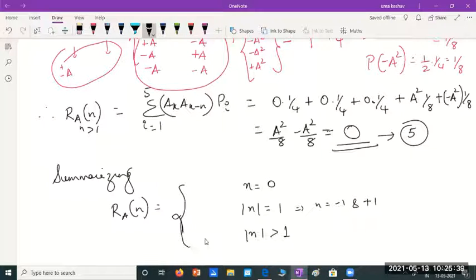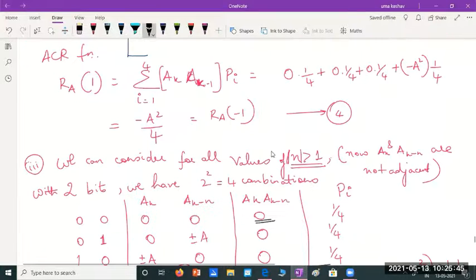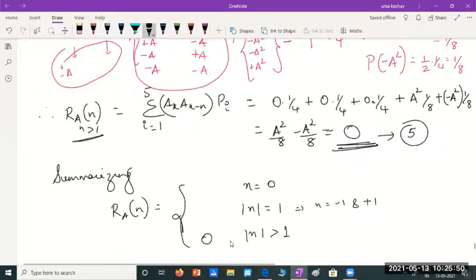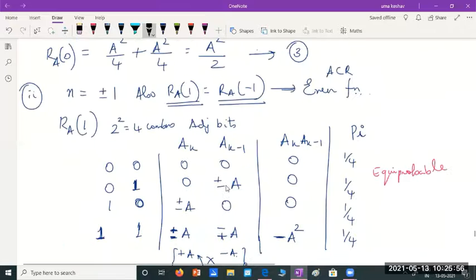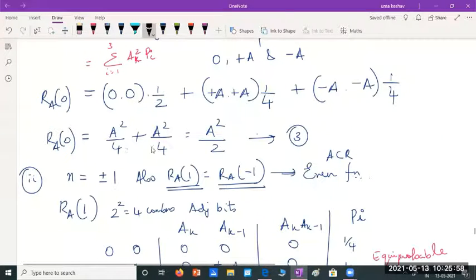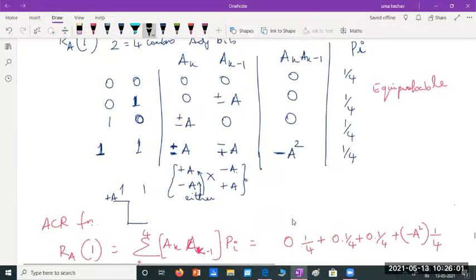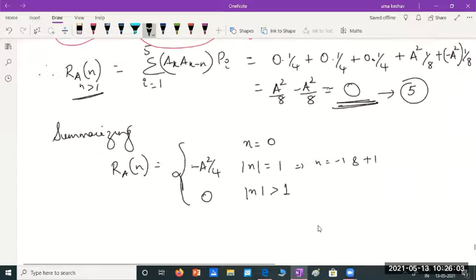What are the values we got? This last case is 0. Here we have found just here. Before that, the value was minus A square by 4. So for this, the value is minus A square by 4. And when n is equal to 0, what was the value? RA of 0 is A square by 2. So this is the value of the autocorrelation function in this example.